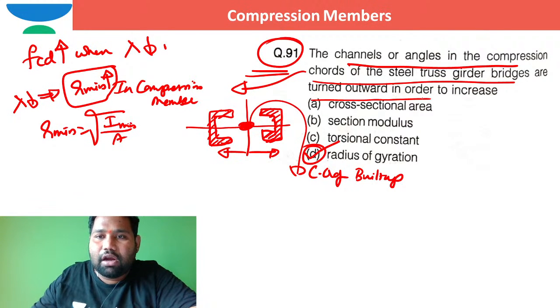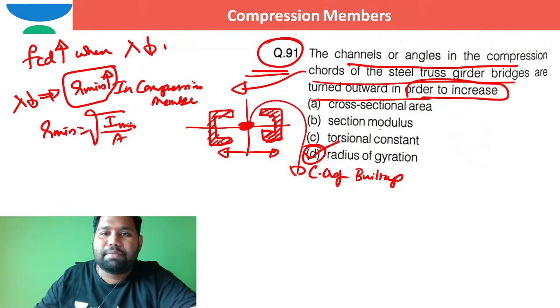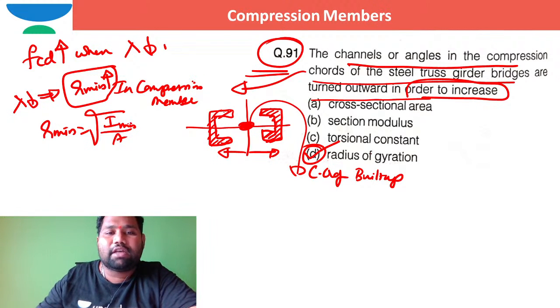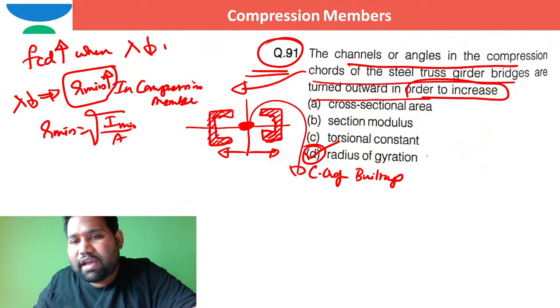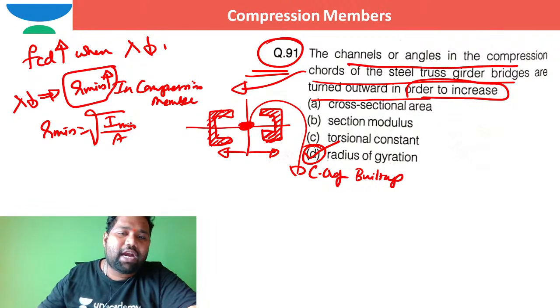Because, in order to increase, what will get increased here? When the cross section area is thrown away from the centroidal axis, in such a case the radius of gyration will increase, right? So the correct option is D.